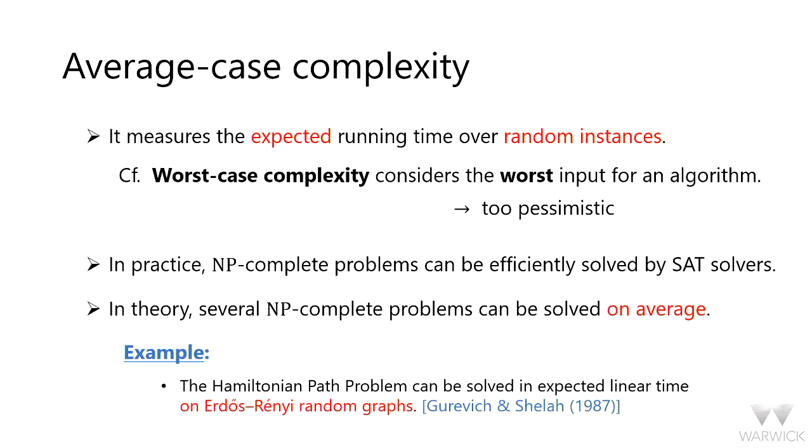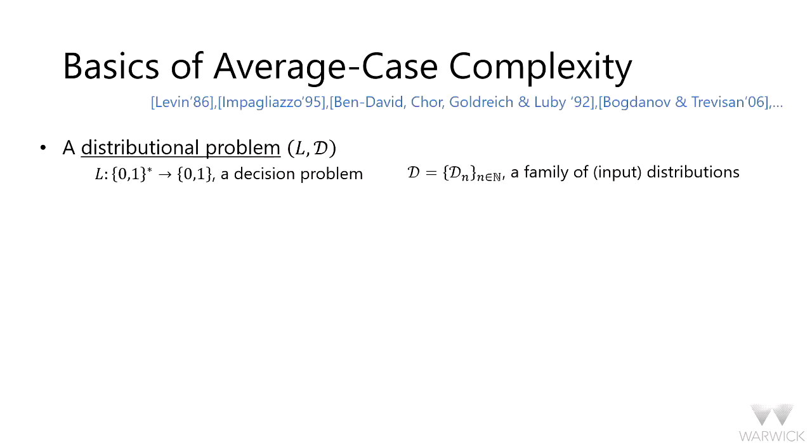So this motivates the theory of average case complexity of NP. Let's introduce a standard notation for average case complexity of NP, which was initiated by Levin in 1986. In average case complexity, we would like to understand the complexity of a problem with respect to some input distribution D. That pair is called a distributional problem.